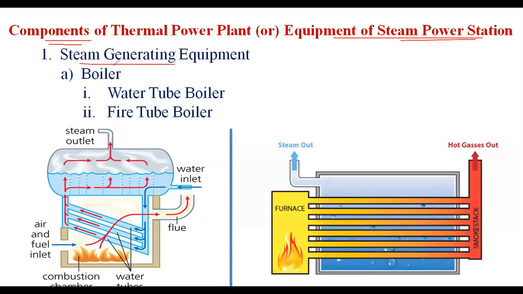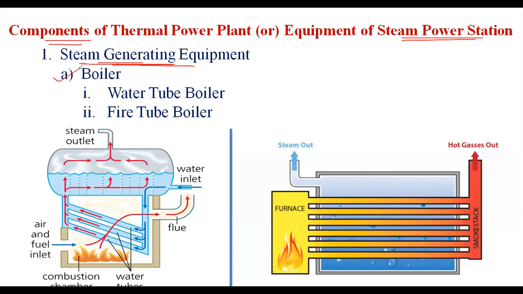The primary thing is the steam generating equipment. The steam generating equipment comes under boiler, superheater, economizer, air preheater, and electrostatic precipitator. This all comes under the steam generating equipment. In that, the first one is the boiler.